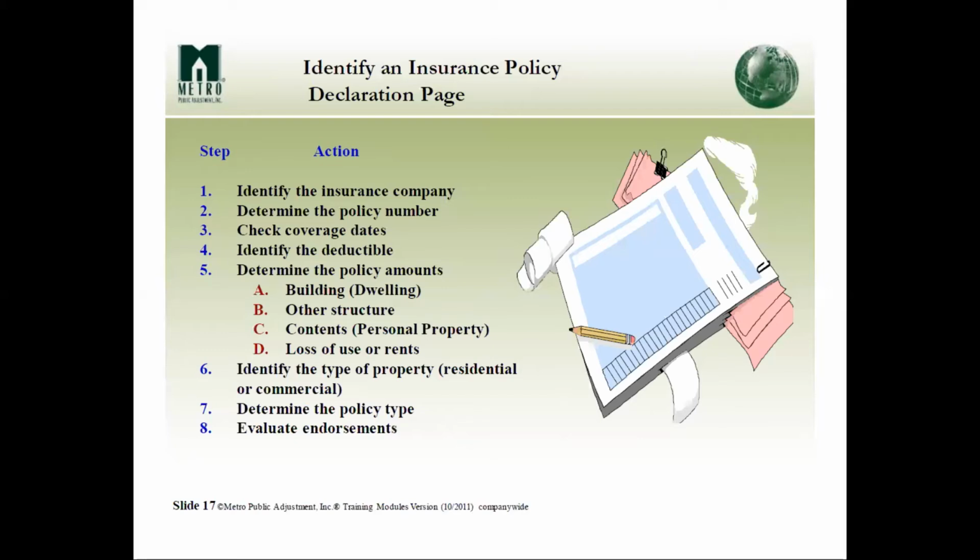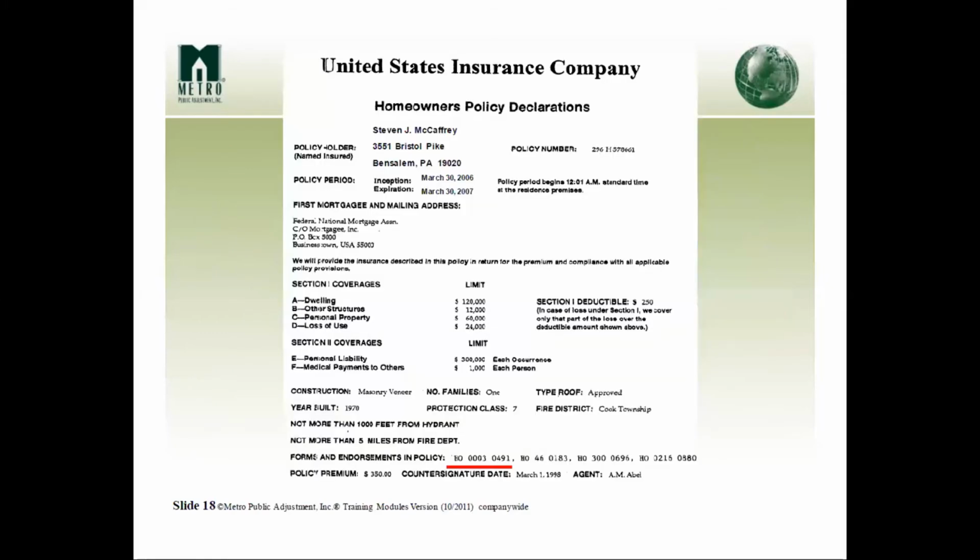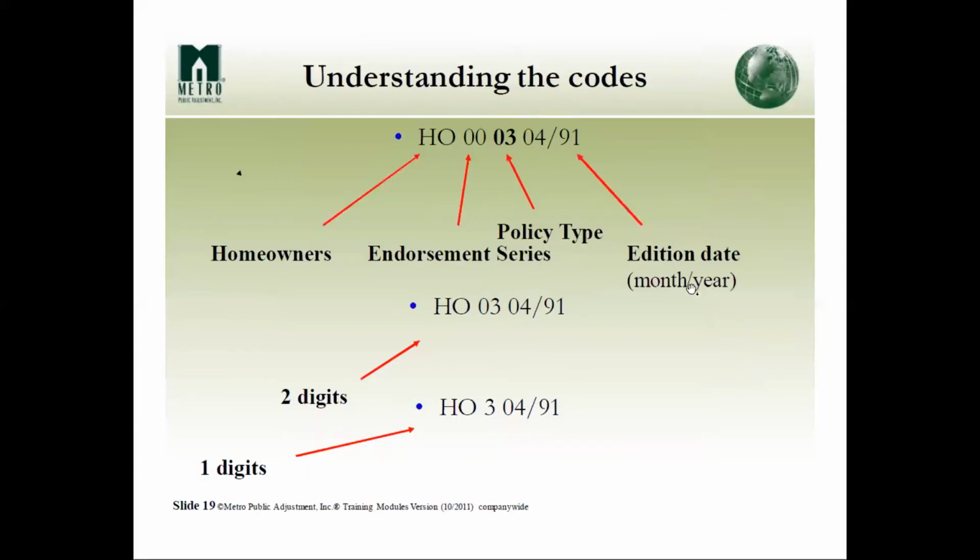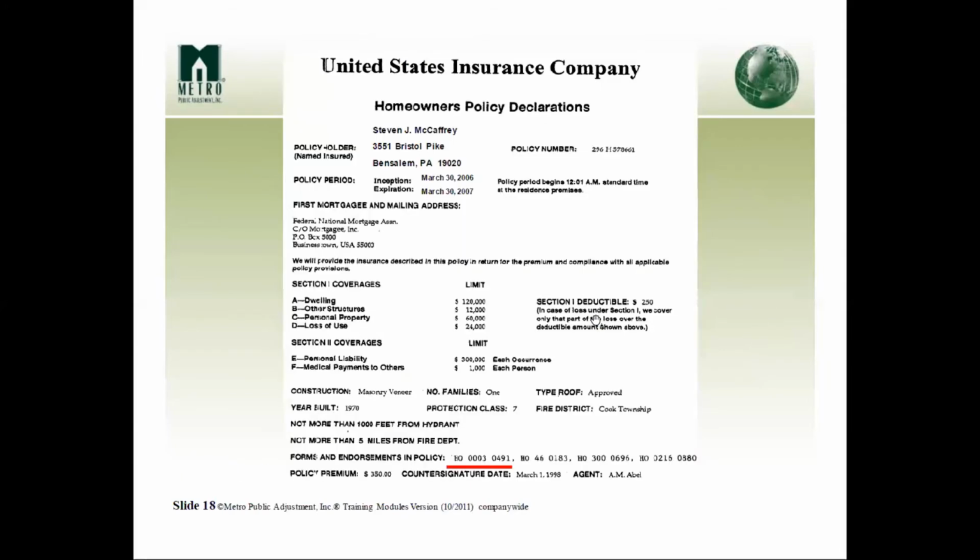Then you're going to identify the type of property, whether it's residential or commercial, the policy type, and you need to evaluate the endorsements after you talk about the dwelling. So here's a policy. This is an older policy. It's based off of a 1991 claim or policy dec page. We have it as Steve McCaffrey here.